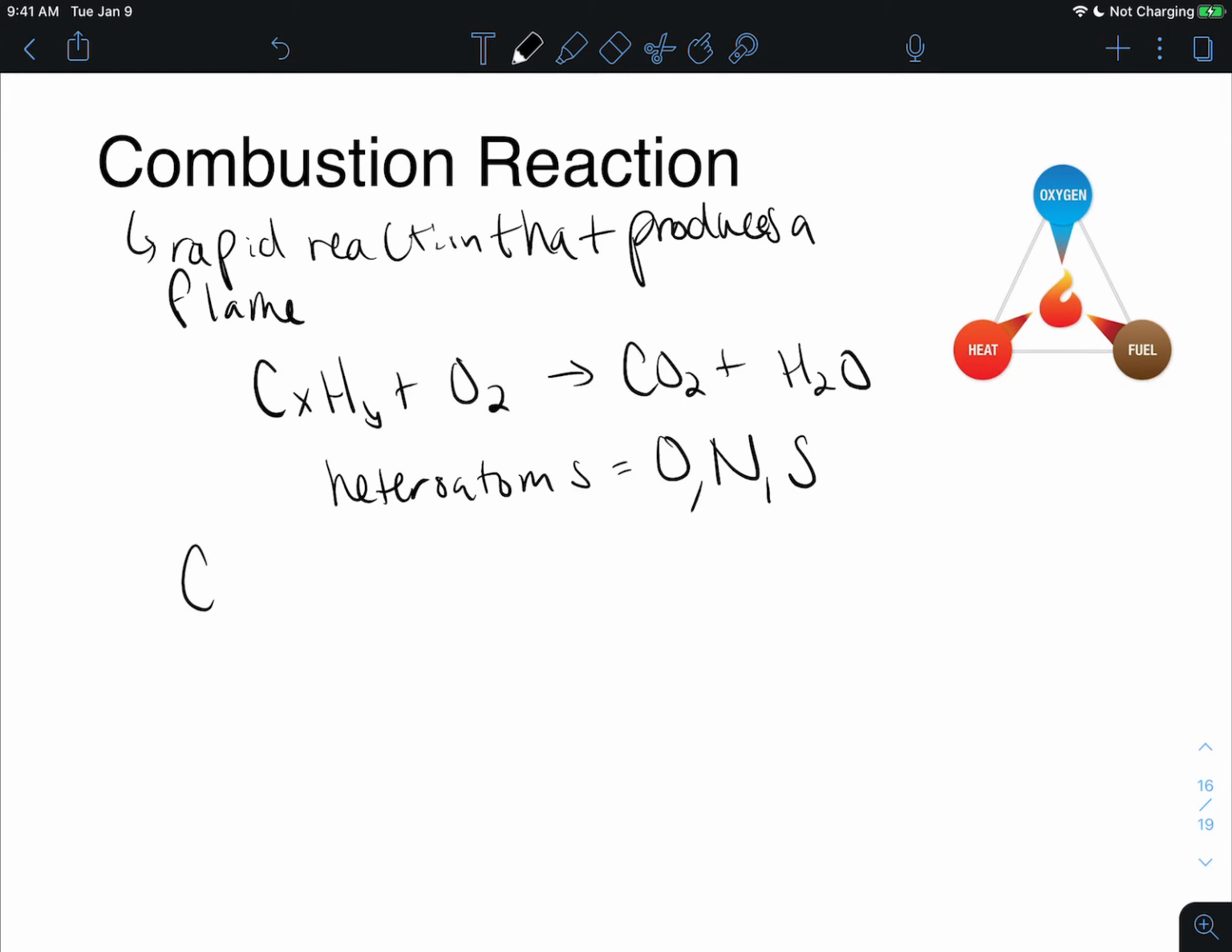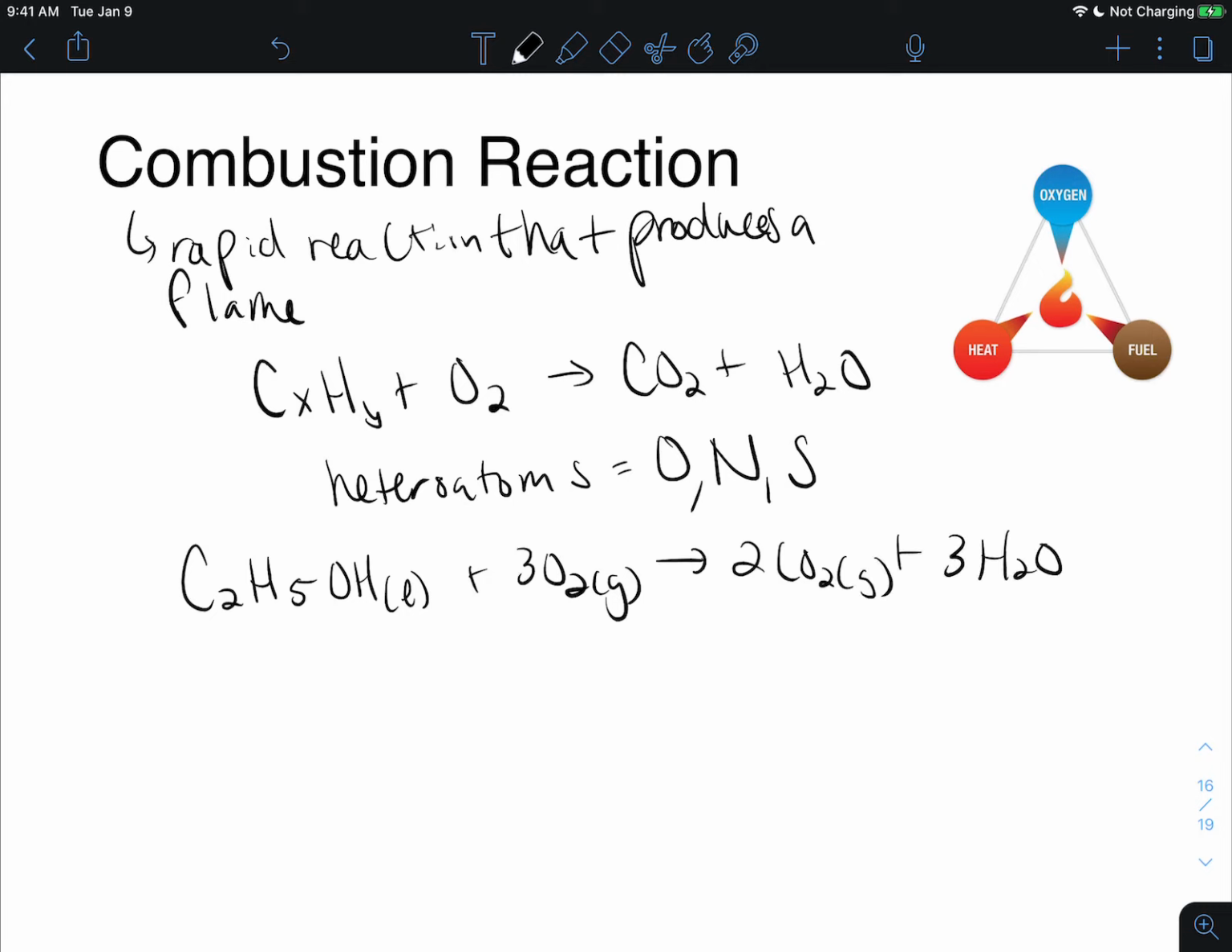For instance, if we have ethanol, C2H5OH, so this has a heteroatom, it'll react with oxygen gas to produce carbon dioxide and water. We don't produce anything else if our heteroatom is oxygen. So if our heteroatom is oxygen, no other products are produced. It's just carbon dioxide and water. We can also have a nitrogen-containing species, like this.